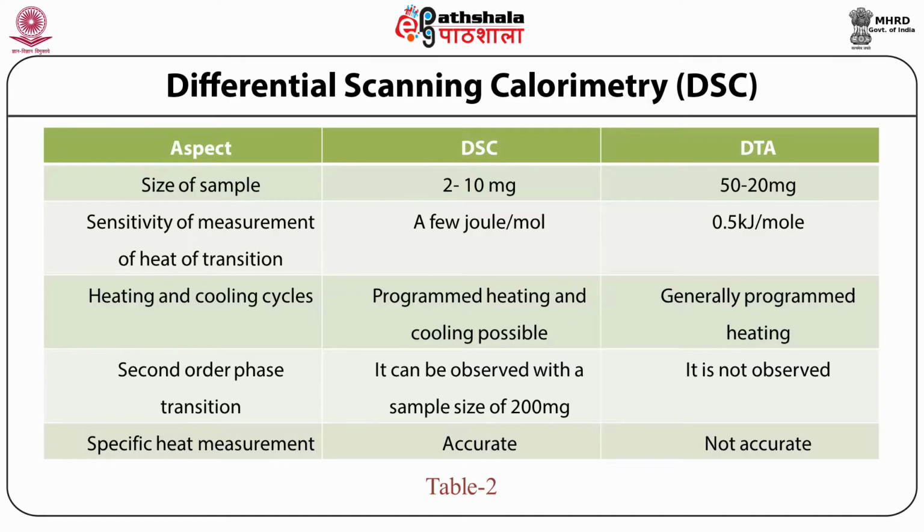Heating and cooling cycles: programmed heating and cooling are possible in case of DSC, whereas generally only programmed heating is possible in DTA, but in case of DSC, both heating and cooling can be programmed. Second order phase transition can be observed with a sample size of 200 milligram, but in DTA it cannot be observed, so DSC is a superior technique in comparison to DTA. Specific heat measurement in case of DSC is very accurate, whereas in case of DTA it is not accurate.